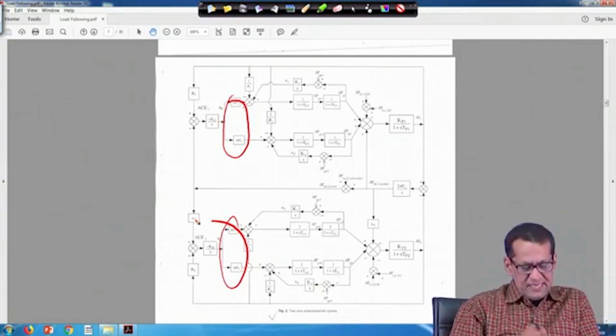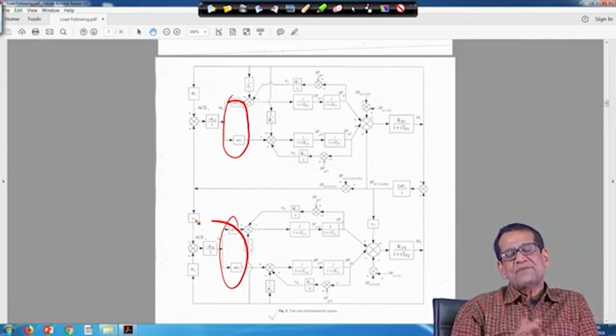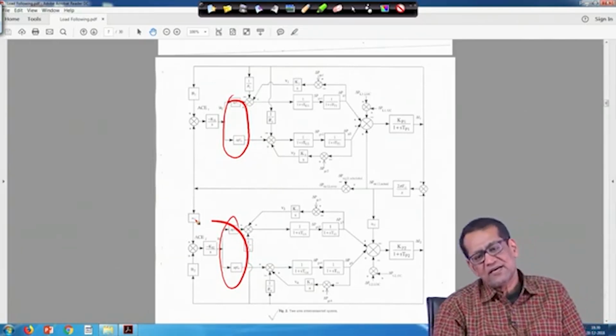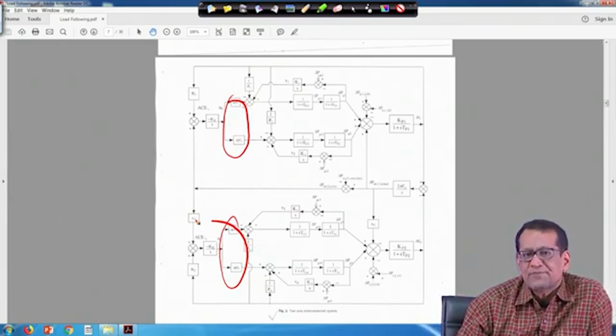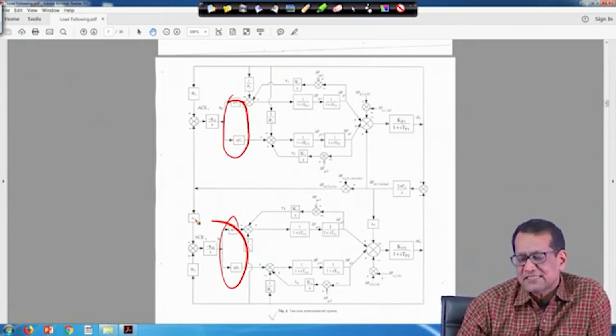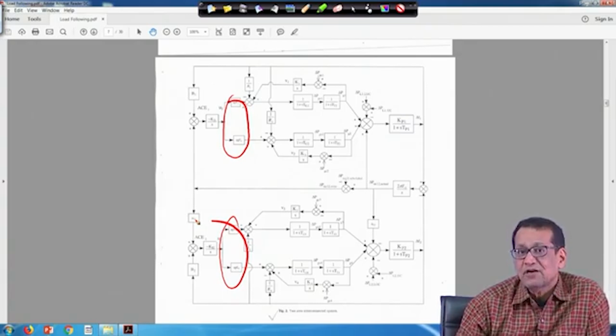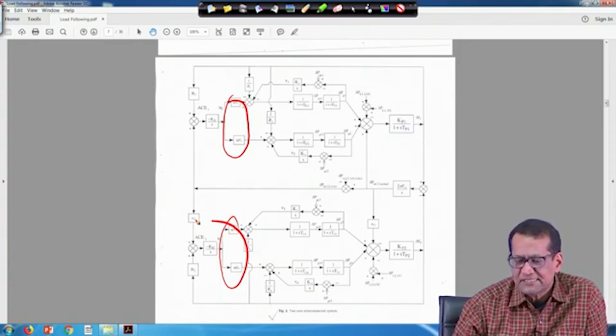So, basically they have an effect on the transient behavior of the responses, the dynamic response, but no effect on the steady state as long as uncontracted power demand is not there. If it is there, it has an effect, that we will see.